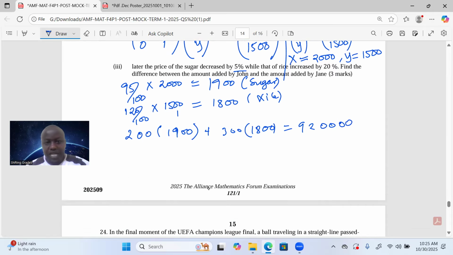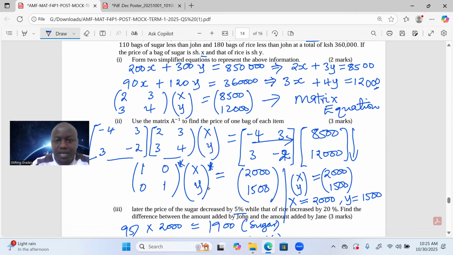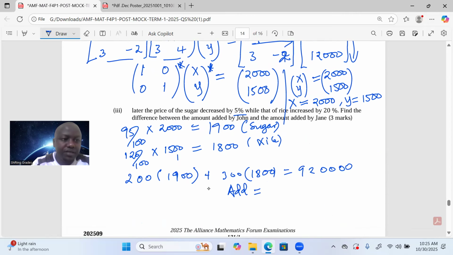Find the difference between the amount added by John. So how much will he add? Initially, he had spent 850,000. So now he's going to add 70,000.